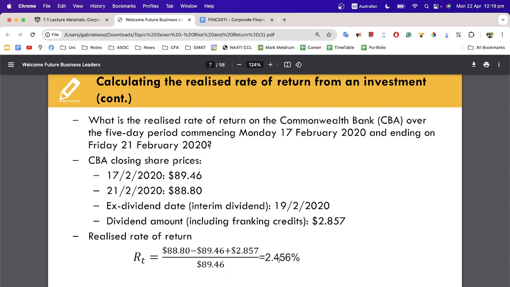Okay, and you get a total gain. So you actually have a capital loss component here, but you have a dividend component which offsets that, giving you a 2.4% rate of return. For a very short period, that's a very good return, but it's mostly coming from the dividend.